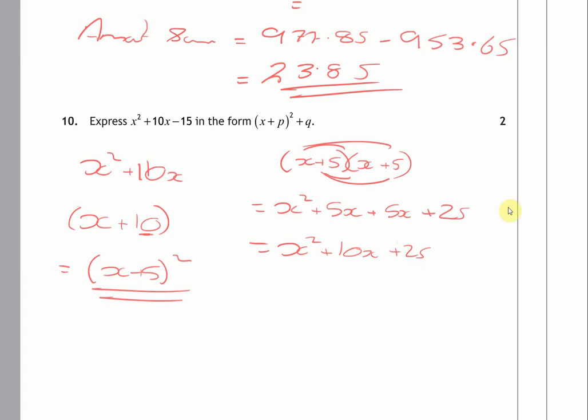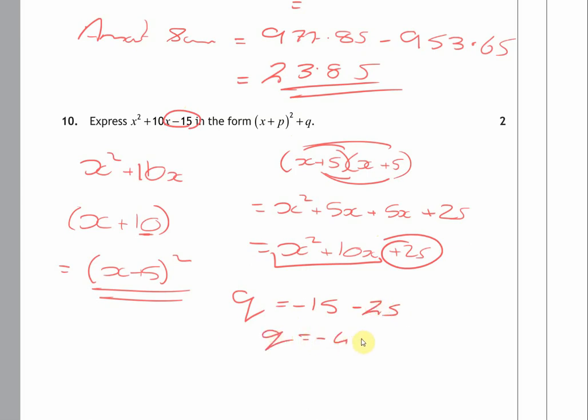Now a good checklist, when we've multiplied this bracket out, is to look at the first two terms and compare them to what we started with in the original equation. If these two terms are the same as what we started with, which they are, that means we've done it right so far. So the value of q is going to be the original value, because we haven't incorporated the minus 15. So when we incorporate this, the value of q will be the original value, which is minus 15, minus the new value, which is plus 25. So this becomes minus 15 minus 25, so q becomes minus 40.